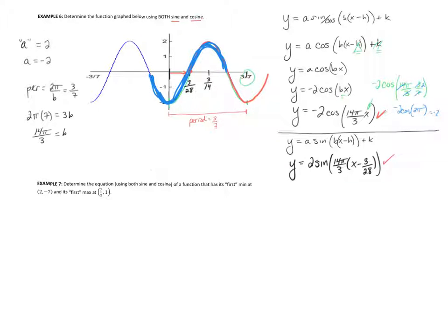So what if we wanted to use that one? Well, we'd have to recognize that we were shifted left a quarter of a period, so that would be 3/28. But because we went down first, instead of going up first like we did over here, we would have to use a negative a value. So we could get a third option. We could use y equals negative 2 sine, b is still 14 pi over 3, and x plus 3/28. Close it, close it. So that would be yet a third option.